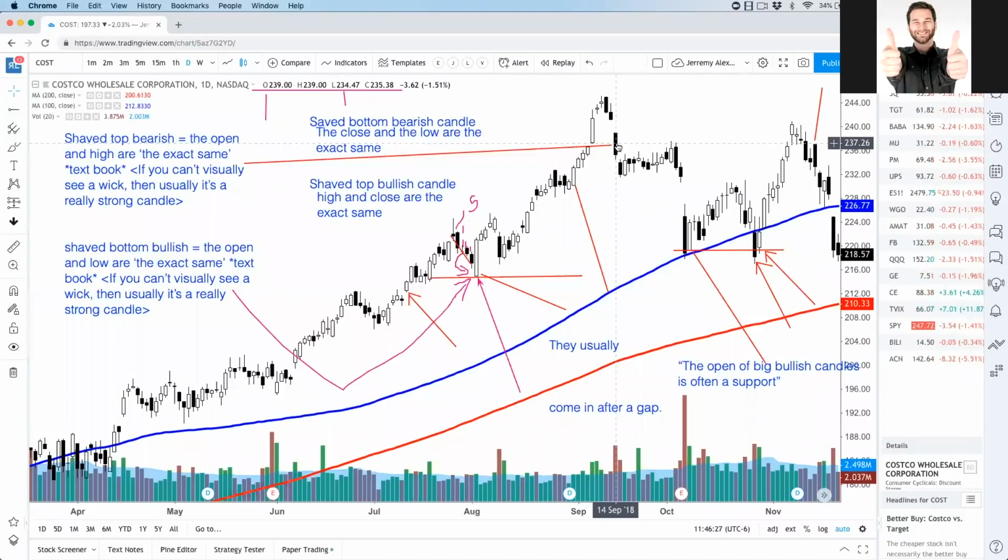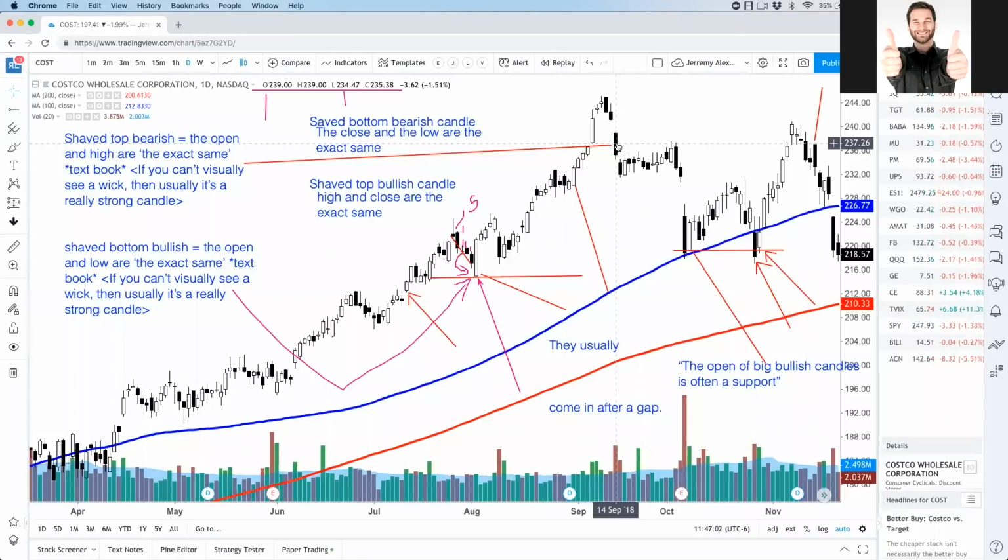Shaved bottom and shaved top candles can happen very frequently on cheaper stocks, but they are harder on more expensive stocks. Because again, remember, on this day on Costco, as soon as the market opened, everyone started selling. Everyone. They didn't even flinch. And what's wonderful is if you are day trading and you see that, you have a great line in the sand for if the stock breaks down or breaks up.